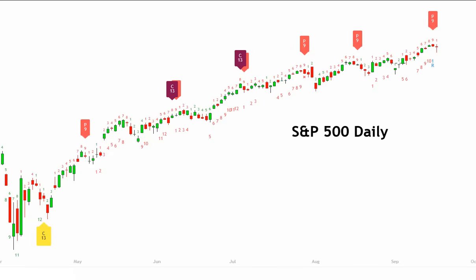Yesterday I talked about how each one of these counts, these 9 counts and 13 counts, have been associated with pullbacks, either sideways or a pullback. Each one of them has. This one will likely give us a larger sell-off than what we've seen so far. I still think we're going to new highs. Each 9 count was associated with some type of corrective move. This one will likely be as well.